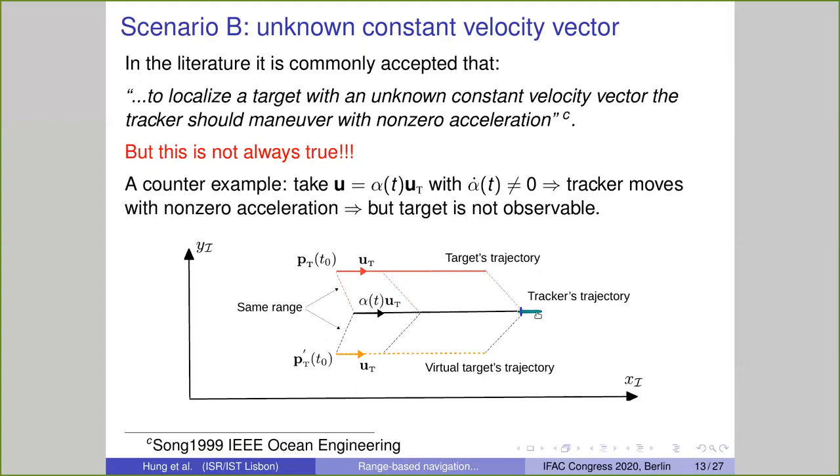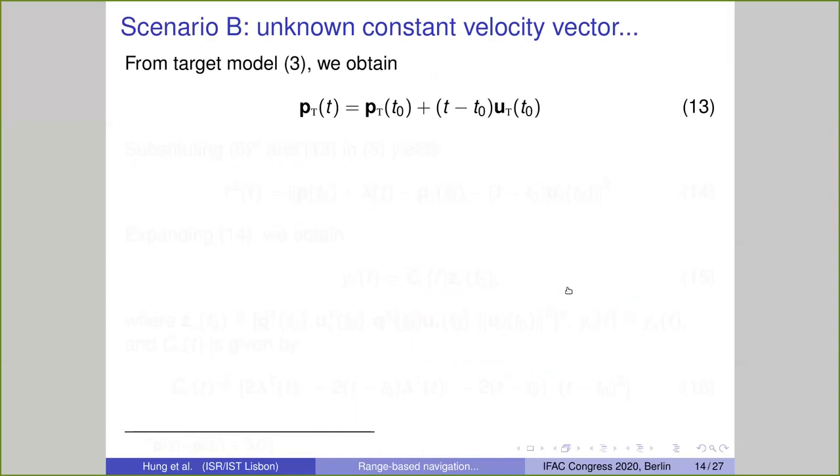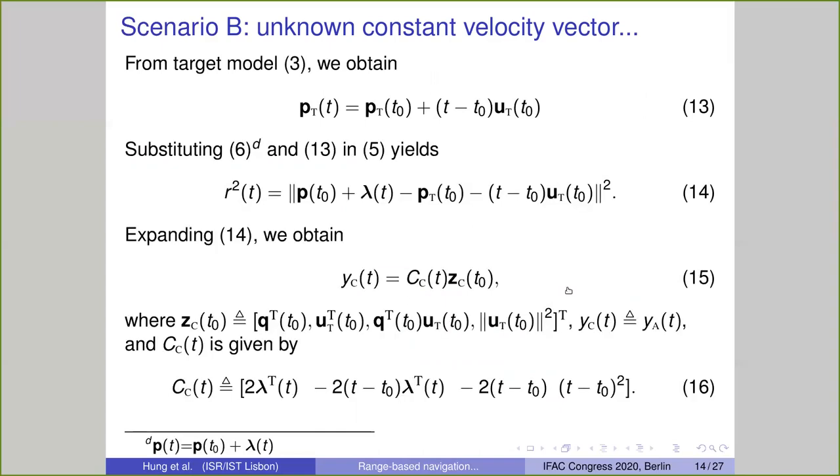So the tracker cannot distinguish the target trajectory and the vertical target trajectory. In other words, we can say that if the tracker maneuvers in this trajectory, the target trajectory is not observable. So how to solve this problem? We use similar tricks as we showed before. We end up with equation 15.